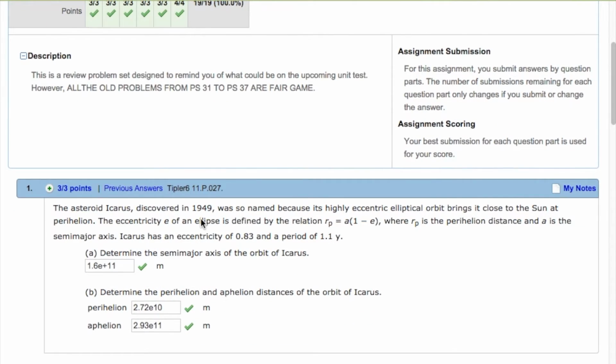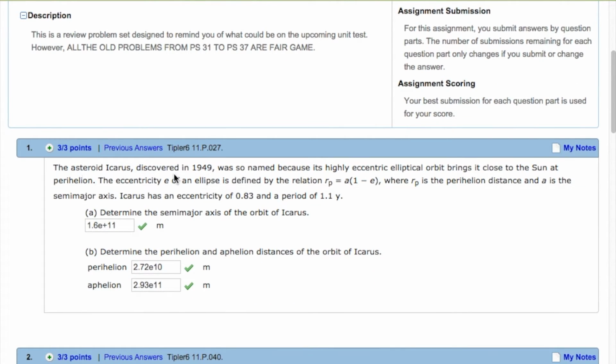So anyway, let's start with question one. The asteroid Icarus, discovered in 1949, was so named because of its highly eccentric elliptical orbit, which brings it close to the Sun at perihelion. The eccentricity e of the ellipse is defined by the relation Rp equals a multiplied by 1 minus e, where Rp is the perihelion distance and a is the semi-major axis. Icarus has an eccentricity of 0.83 and a period of 1.1 years.